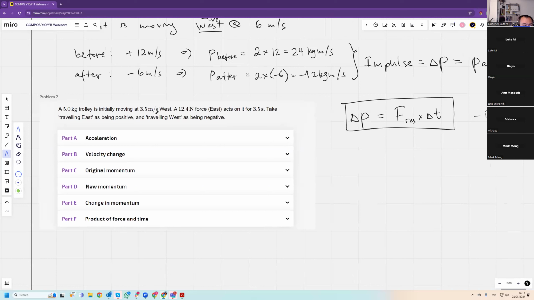So a 5 kilogram trolley is moving at 3.5 meters per second west. A 12.4 newtons force east acts for 3.5 seconds. Take traveling east as being positive, and traveling west as being negative. What is the acceleration? So east is positive. So acceleration, we know that acceleration is force divided by the mass from Newton's second law.